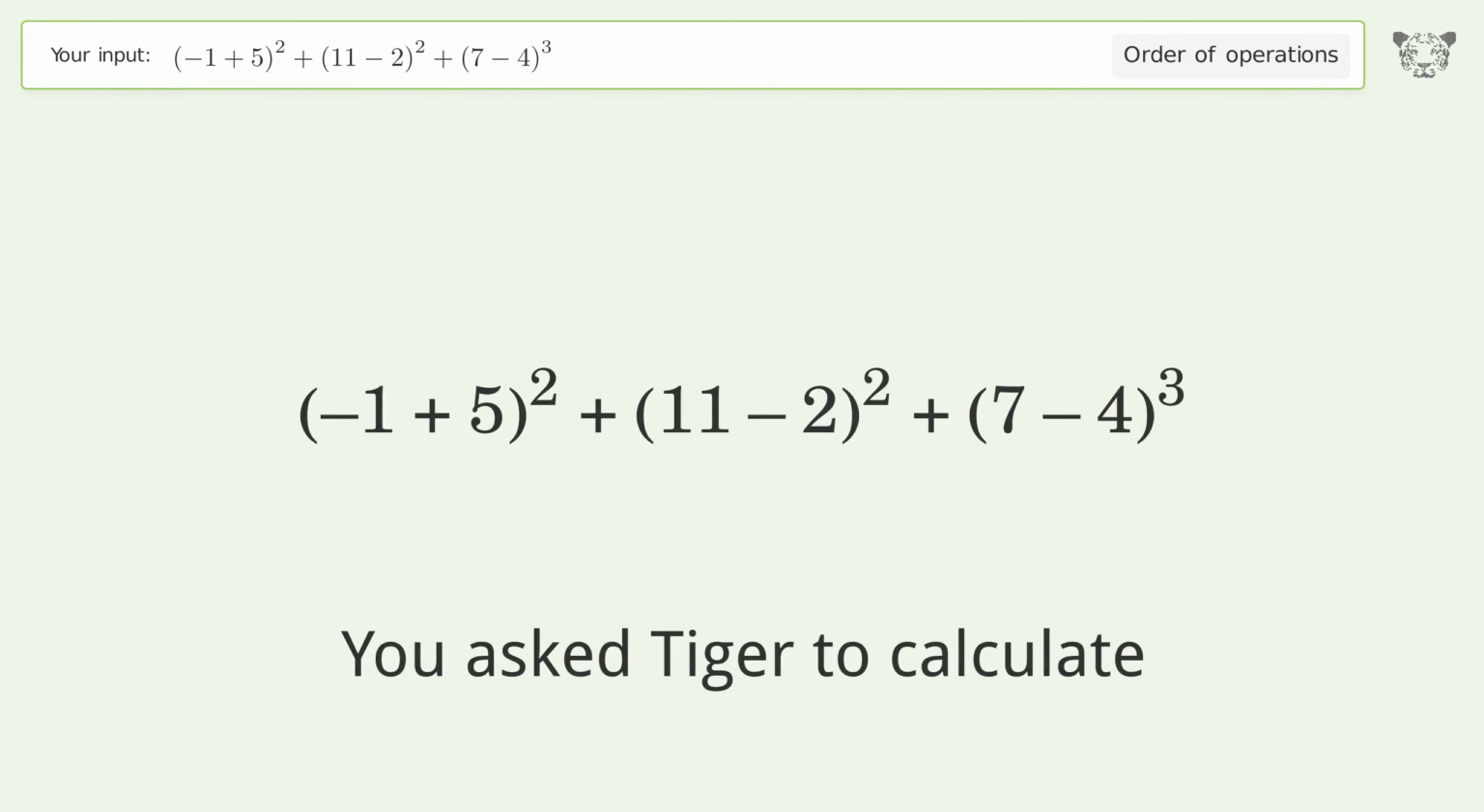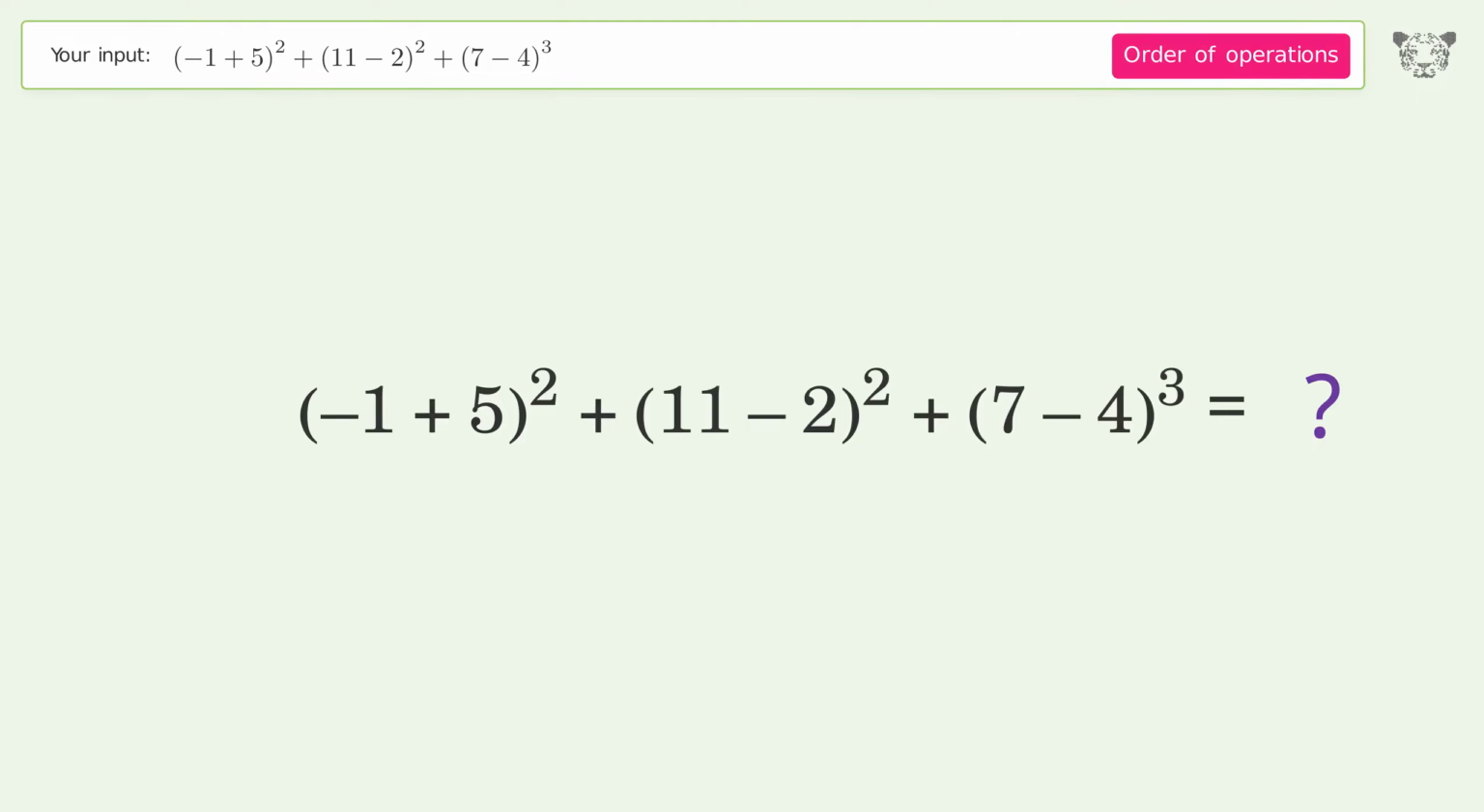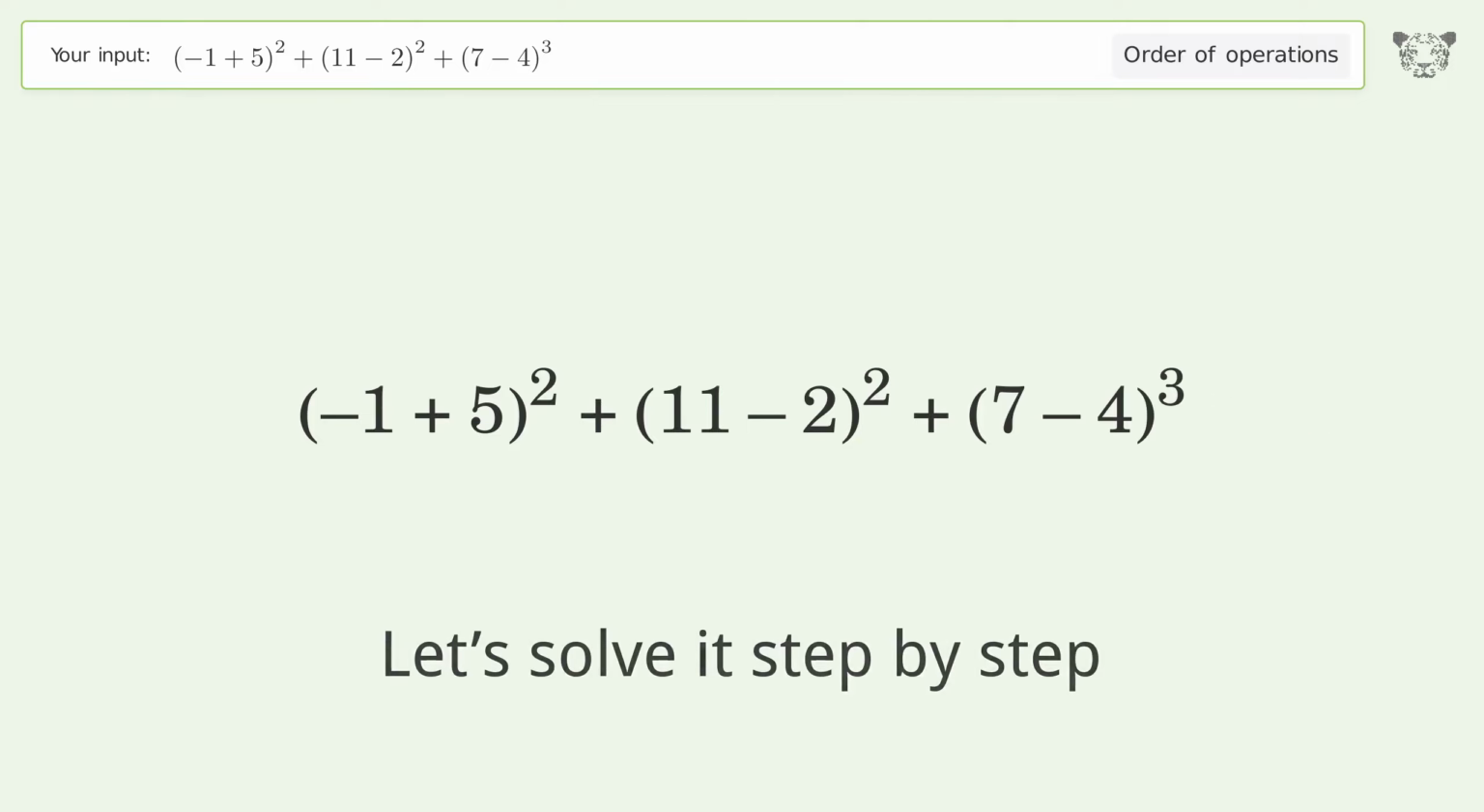You ask Tiger to calculate. This deals with the order of operations. The final result is 124. Let's solve it step by step.